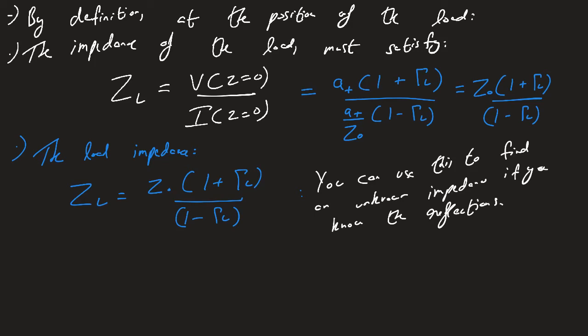So you can imagine that if I give you some complex component which has some inductance, capacitance or resistance, but I don't know what the impedance is, and you have a transmission line for which you know the characteristic impedance, and you connect it to your unknown load, then by monitoring the reflection coefficient, you can actually find what the load impedance is. So that's one use of this. It's sort of like making an impedance analyzer using a transmission line.